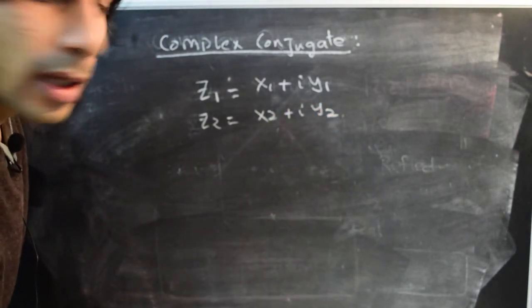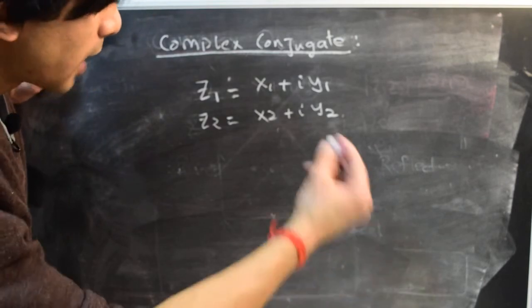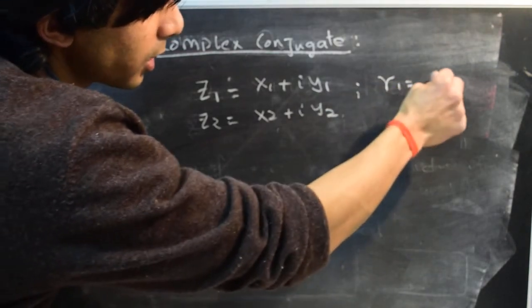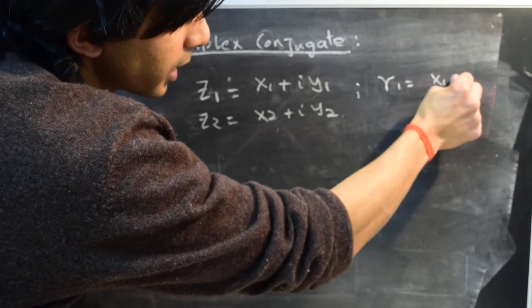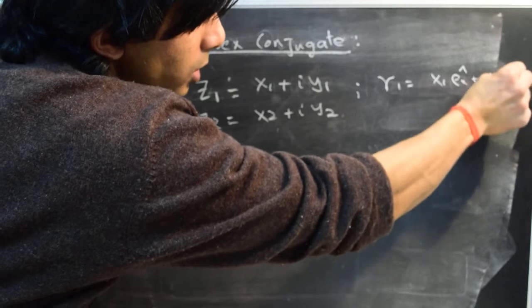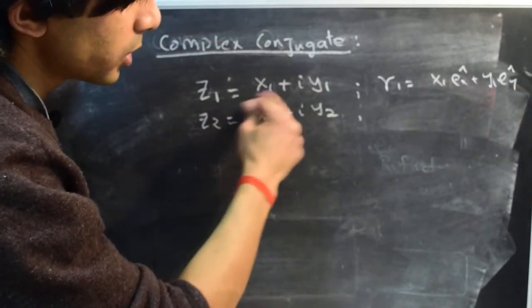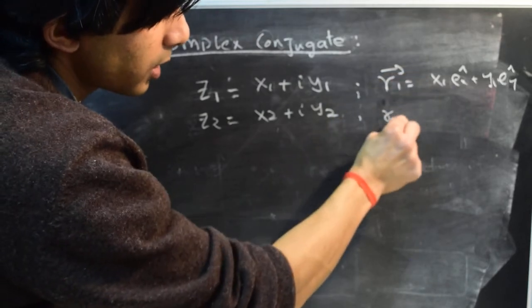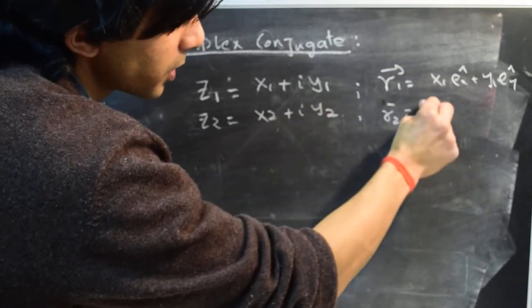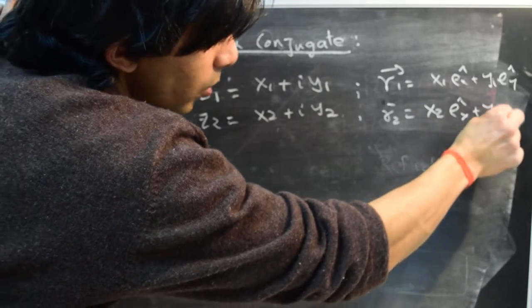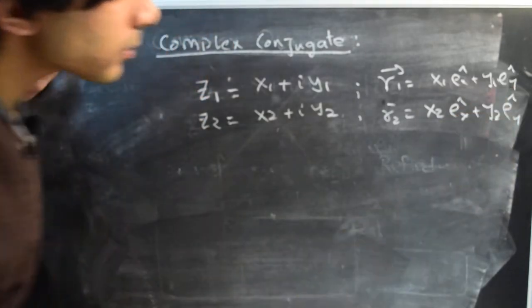Actually, let's also define two vectors, r1, which we can think of as x1 in the x direction plus y1 in the y direction. So corresponding to this complex variable z1, we're defining a vector r1. And then we can define another vector r2 corresponding to the complex variable z2, x2 ex plus y2 ey.